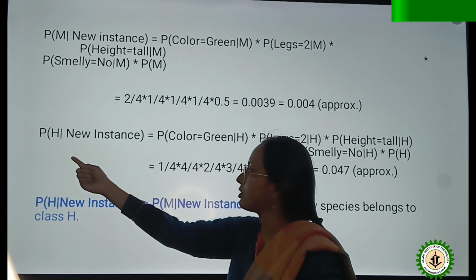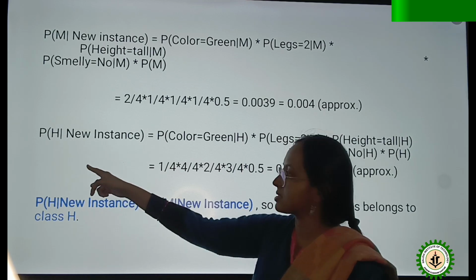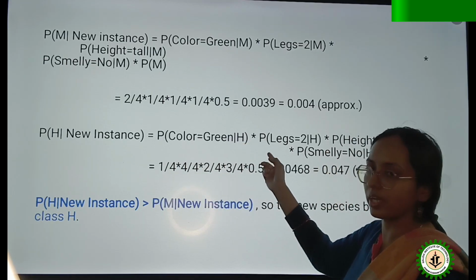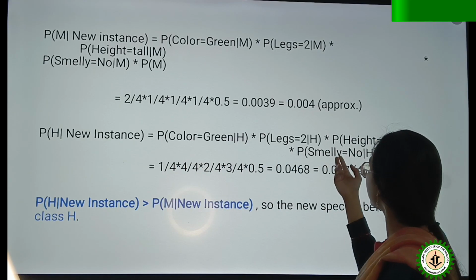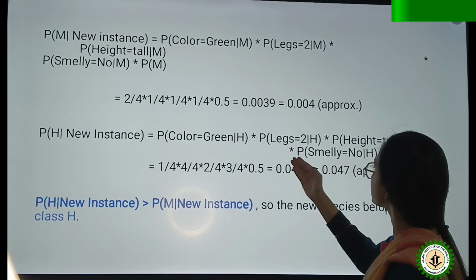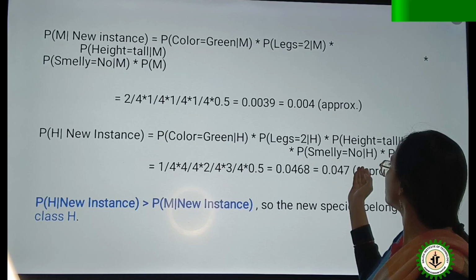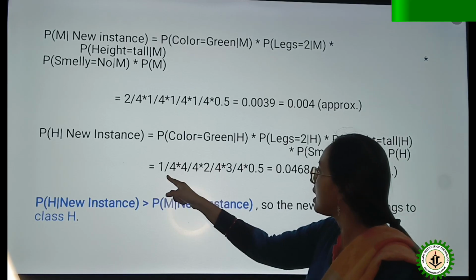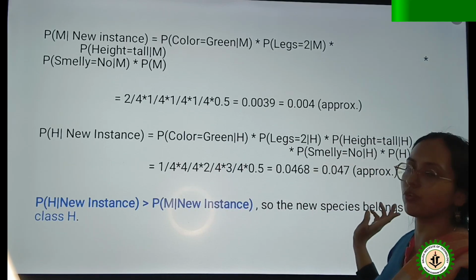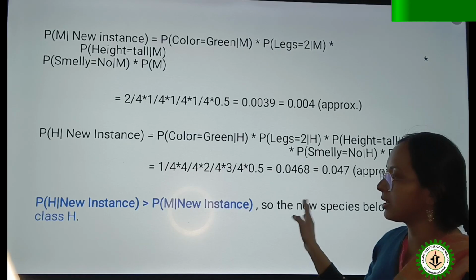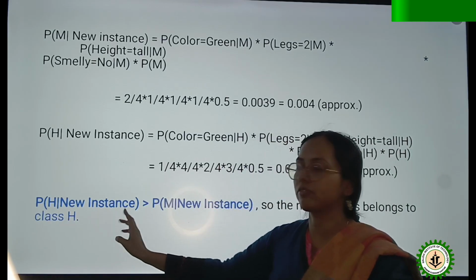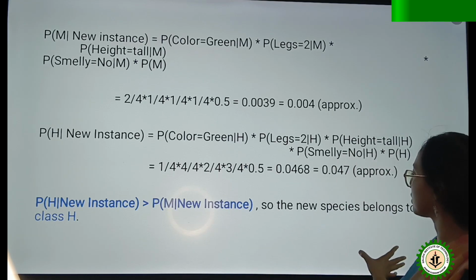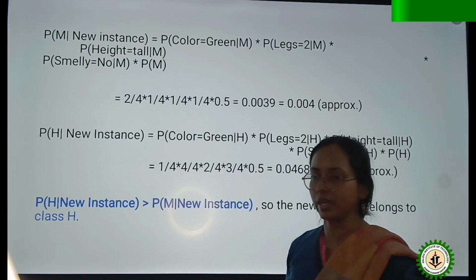In the same way, I will calculate for P of H, the other species, for the new instance. I will calculate P of color green given H, multiplied by P of legs equal to 2 given H, multiplied by P of height equal to tall given H, multiplied by P of smell equal to no given H, multiplied by the probability of H. Only the numerator part I am considering, and we get a value of approximately 0.047. It is clear from the calculations that P of H given the new instance is greater than P of M given the new instance. Hence, we can conclude my new species will belong to class H.